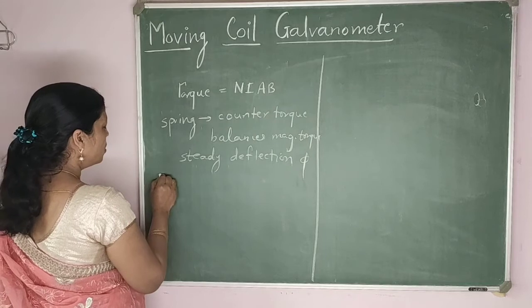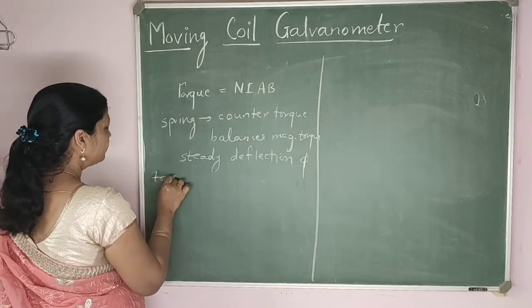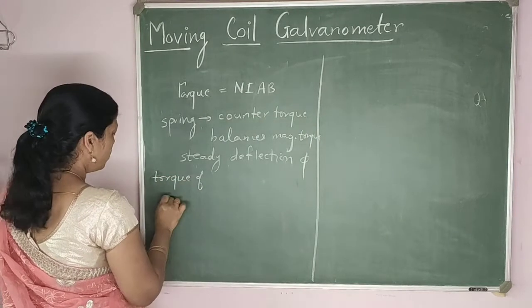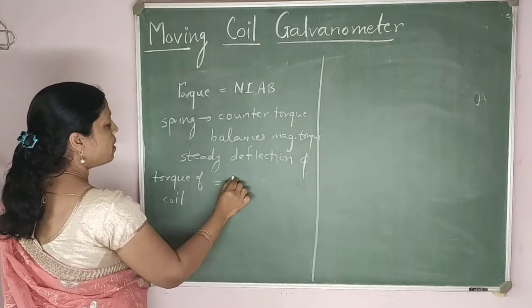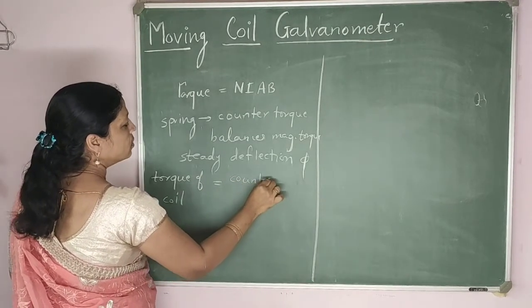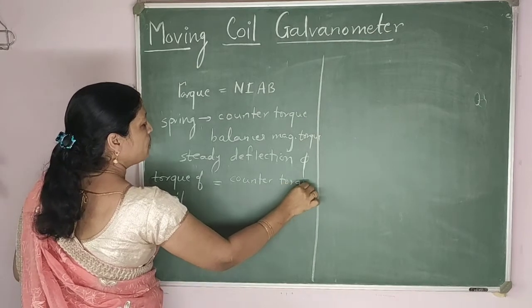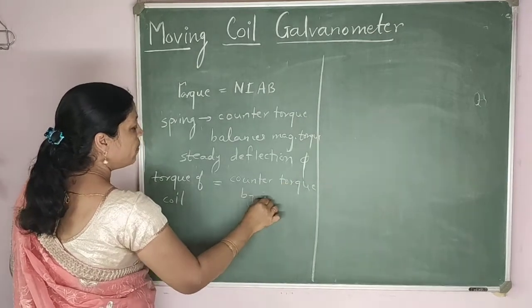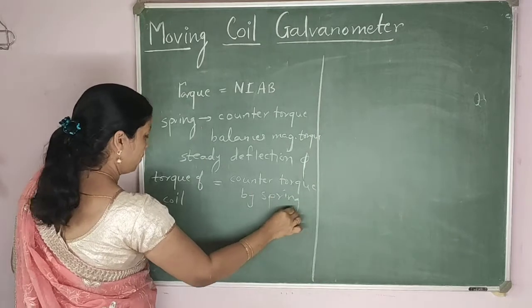Here the torque of the coil will be the same as the counter torque produced by the spring in equilibrium condition. In equilibrium.